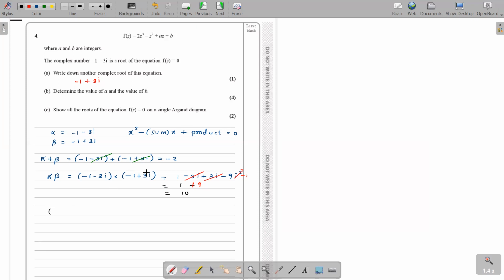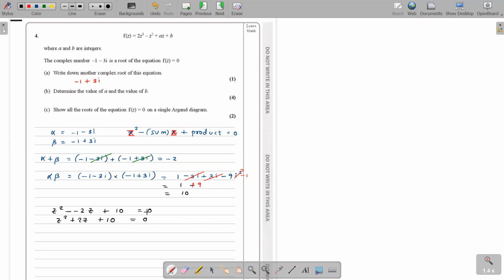We need to not write with x actually. Can you see the equation is given in terms of z? So because of that, we need to replace x with z. It should be z square minus sum of roots times z plus product. So then your quadratic equation will be z square minus sum of roots, which was minus 2, right? Minus 2z plus product of roots is 10. Do you agree with me? So this is the quadratic factor: z square plus 2z plus 10 equals 0.